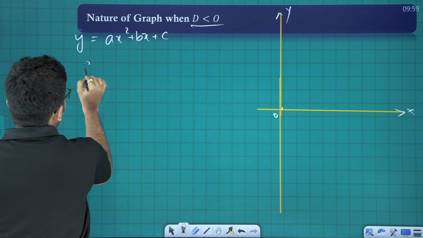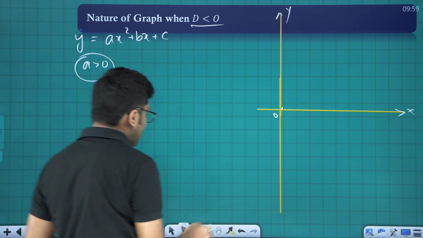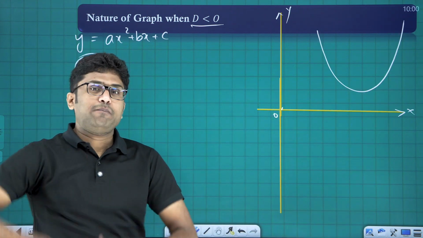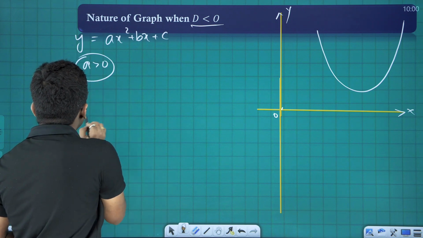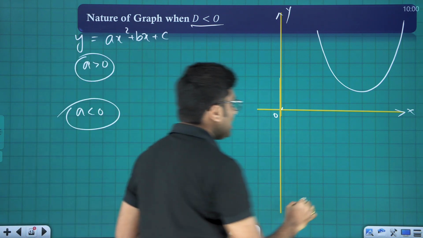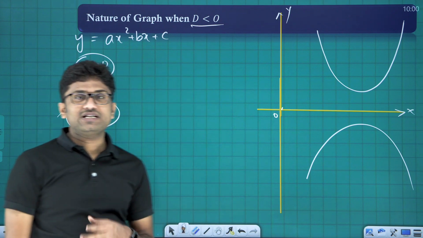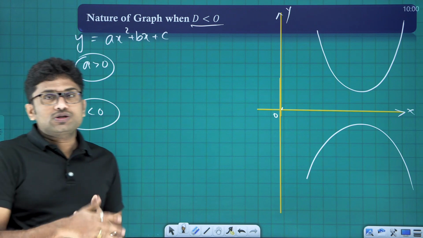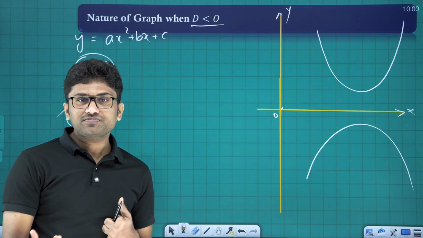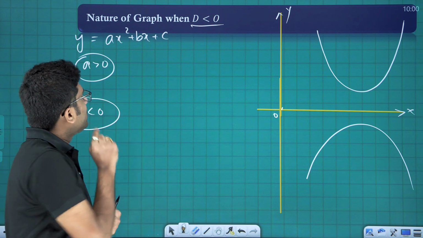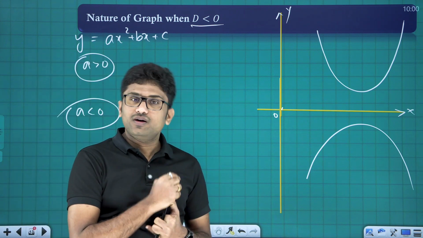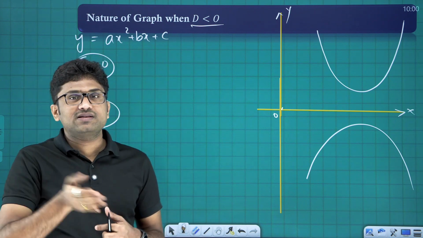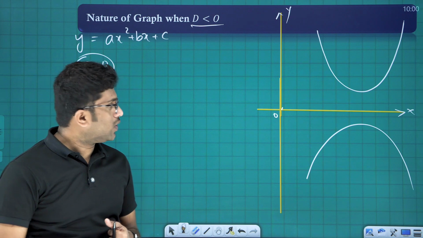Now see this, friends. If a is greater than 0, then the graph lies completely above the x-axis. And if a is less than 0, then the graph completely lies below the x-axis. This is the special case when the discriminant is less than 0, as we discussed in the previous slide also. Why? Because there are no real roots, so it won't intersect the x-axis at all. So if a is positive, the graph lies completely above the x-axis. If a is negative, the graph lies completely below the x-axis.